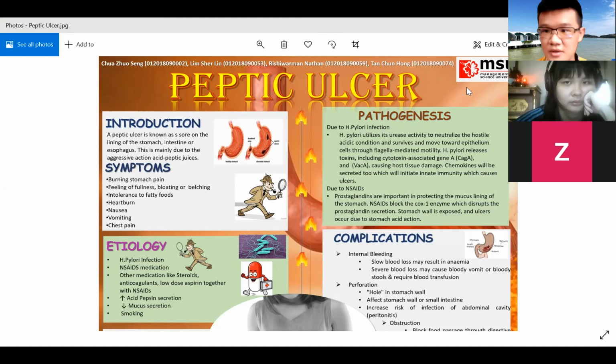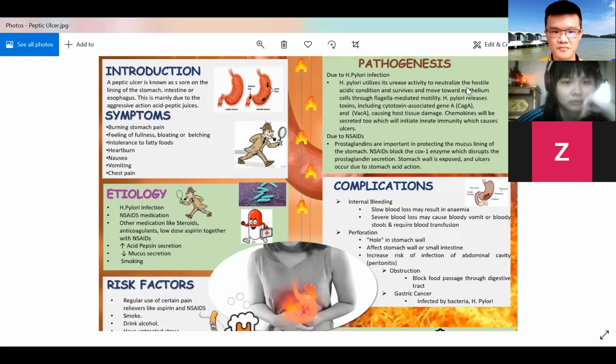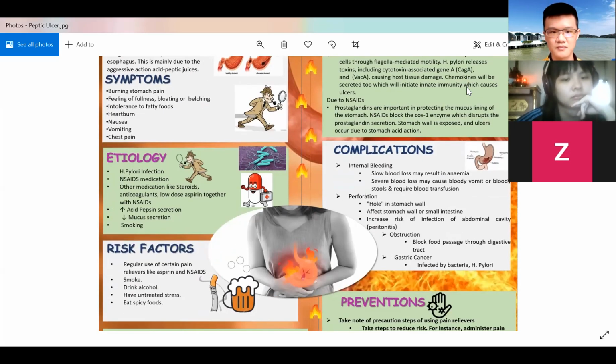So we move on to the etiology. There are two main causes why this peptic ulcer can form. One is H. pylori infection. The other one is we are talking about the NSAID medication. So we go through these two etiologies in more detail.